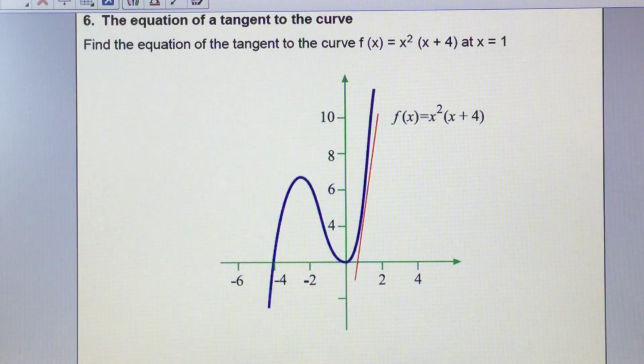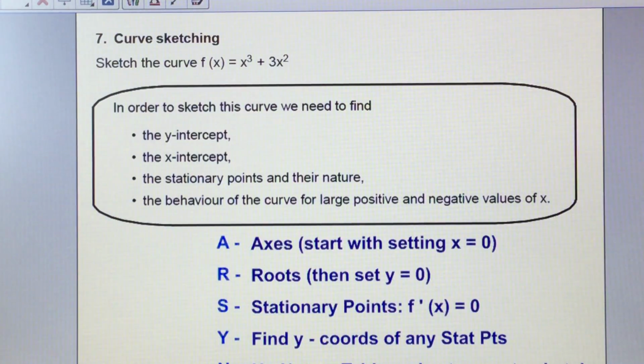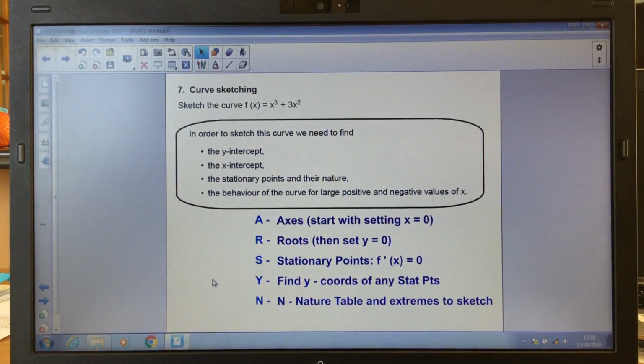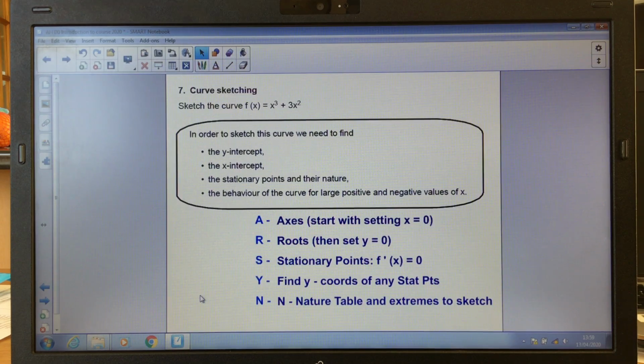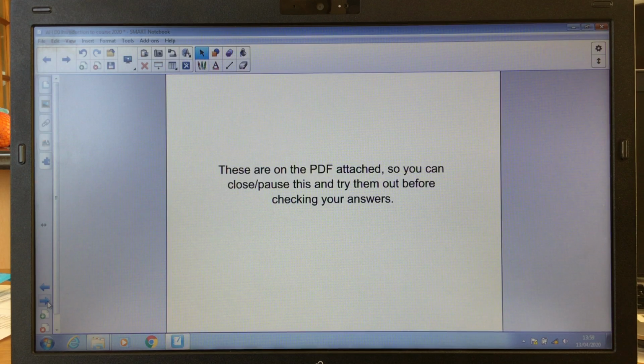Question 6 is the equation of a tangent. Do you remember how to cope with that? And it's not the easiest of functions to start with. And then question 7 is a curve sketching question. So you'll find that I had to change the size of that there, sorry. Okay, then you'll find that I've put down there, find the axes, the roots, find the stationary point, your y coordinates and your nature. And the extremes mean what happens at the ends. So if you could try those just now, you can either pause or close this. The PDF's attached so that you don't have to listen to my voice. And if you want, you can check your answers in the PDF, but I'm going to go through them now.